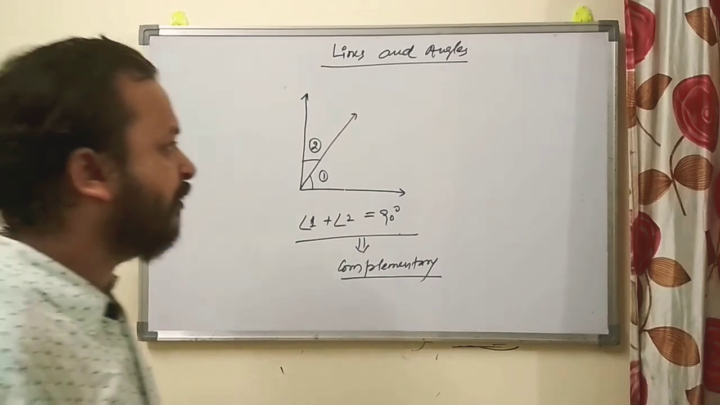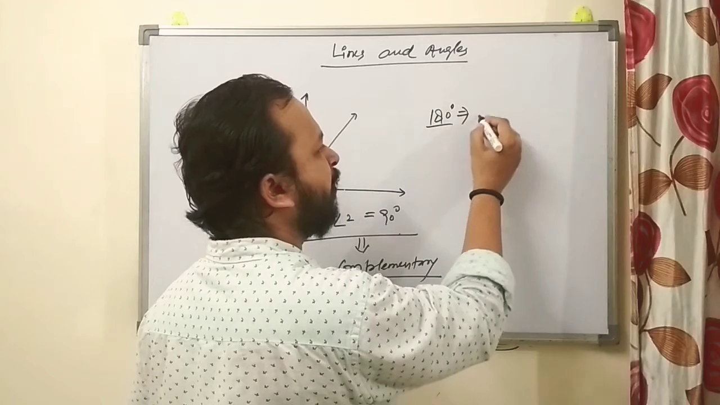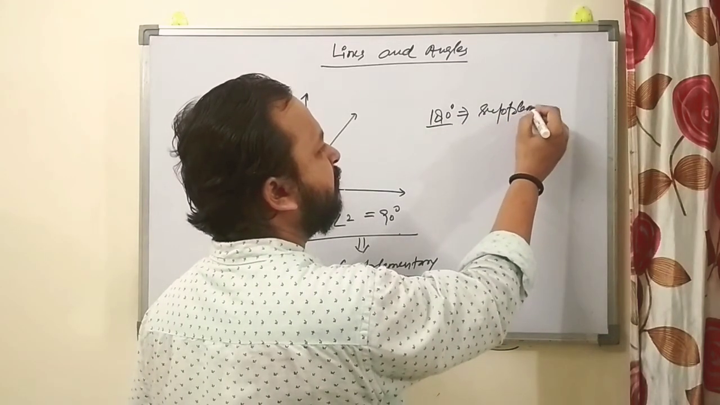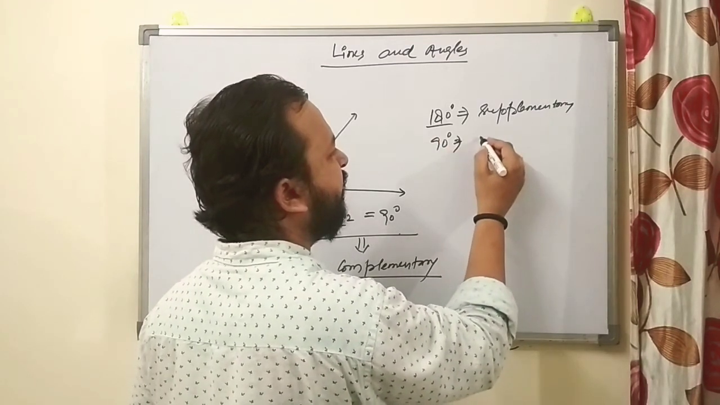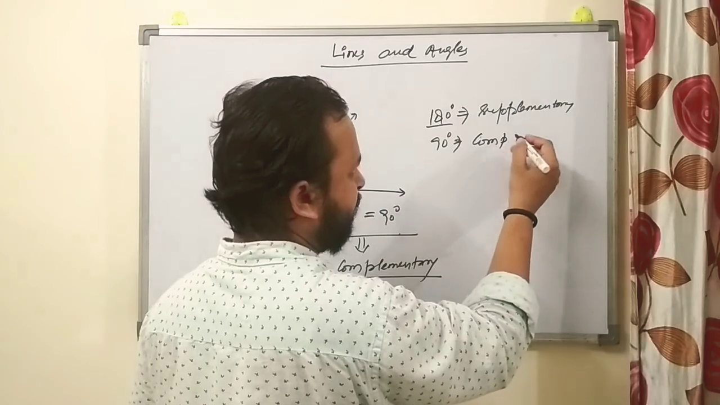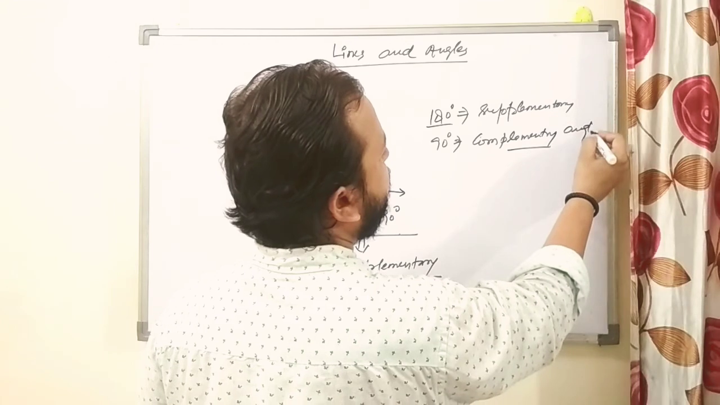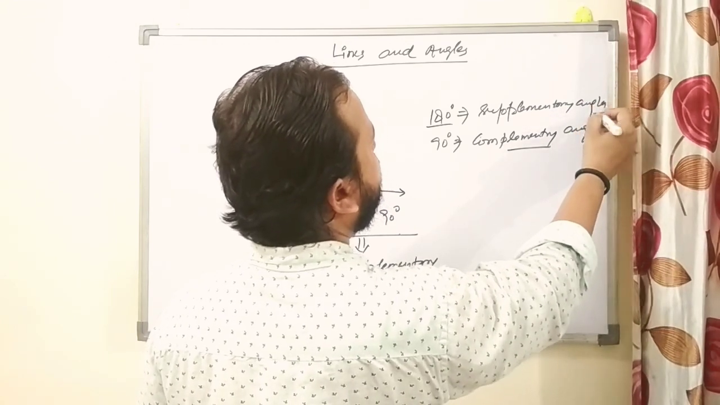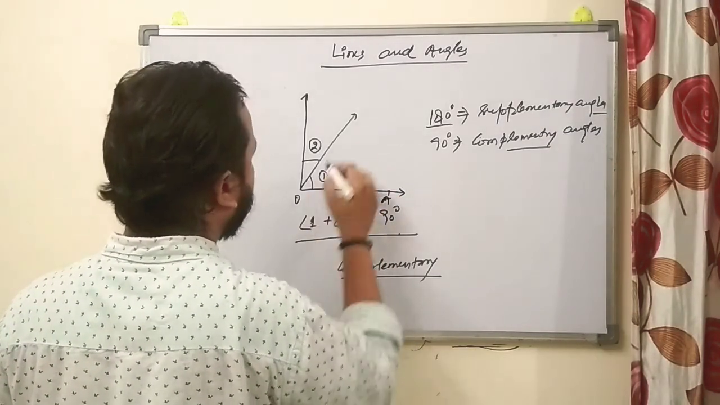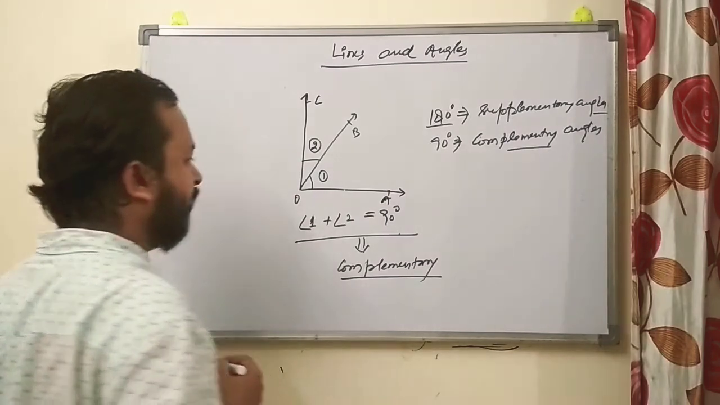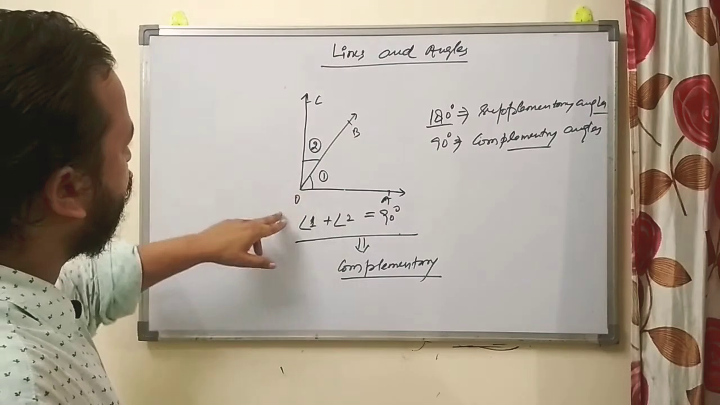Right? So you have to remember that if the sum of two angles is 180 degrees, those angles are supplementary. And if the sum of two angles is 90 degrees, then those angles are known as complementary angles. Right? If A, O, B and C. So here there are two angles, one is AOB and another is BOC.